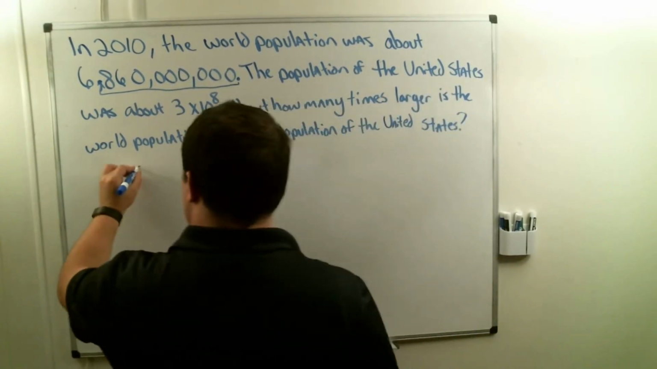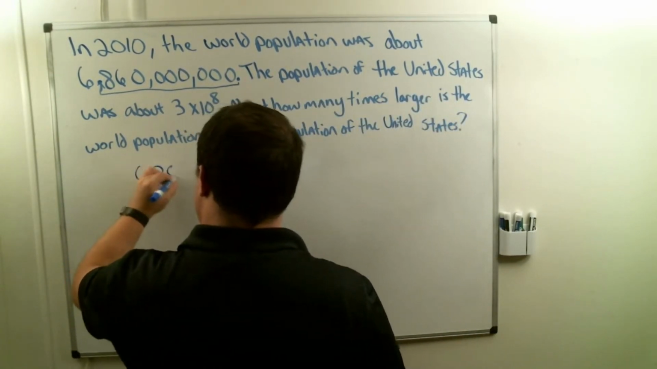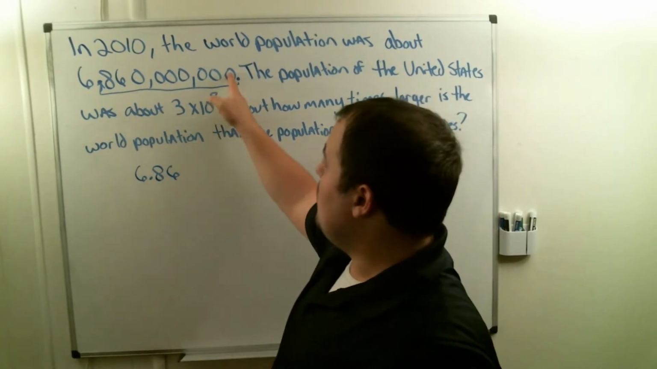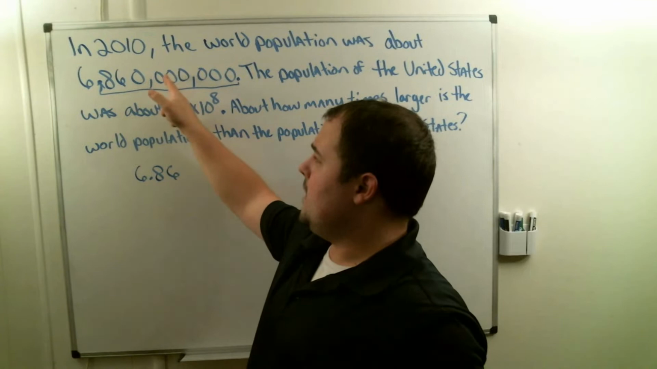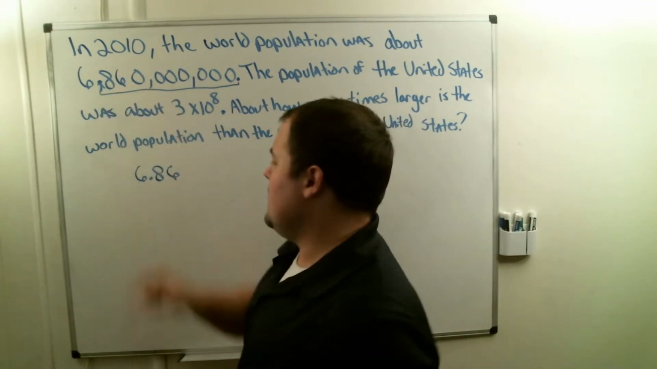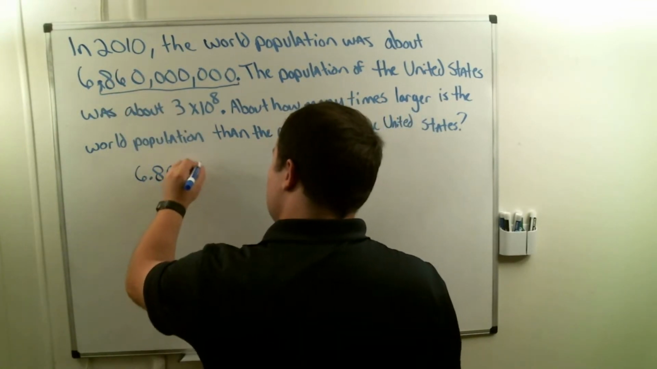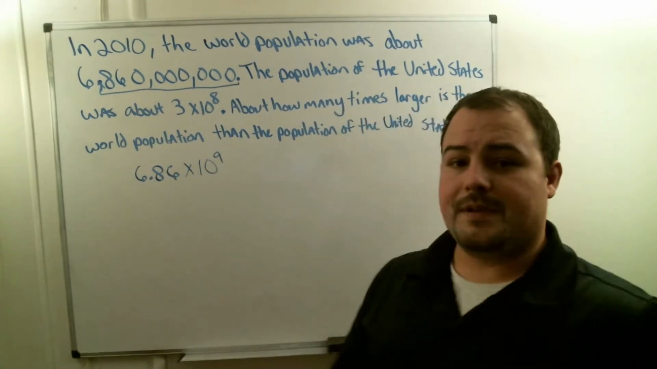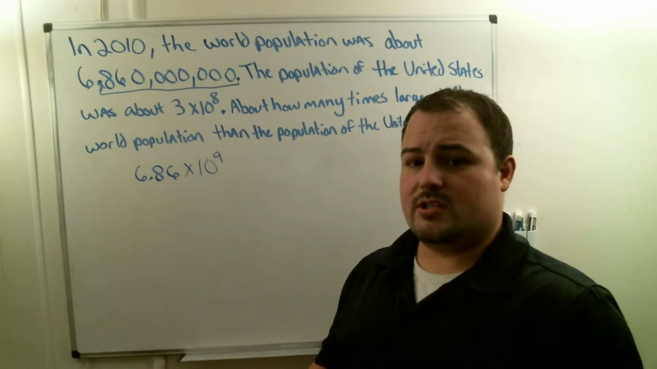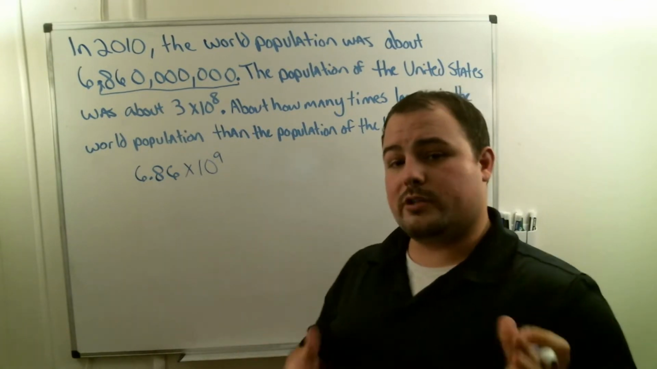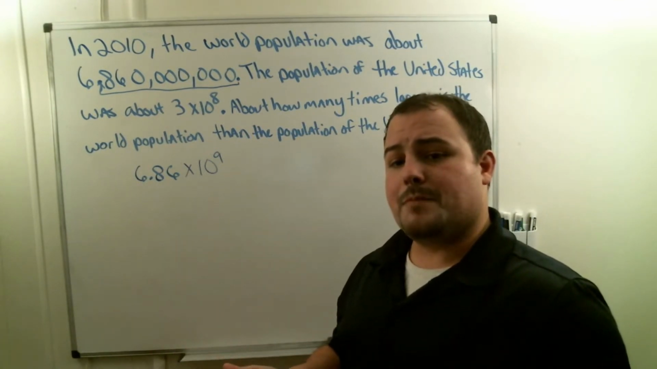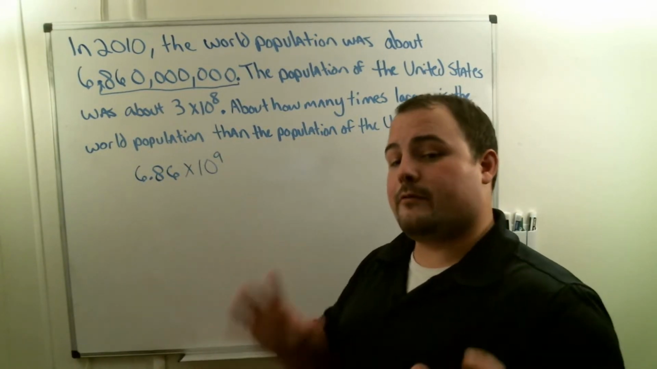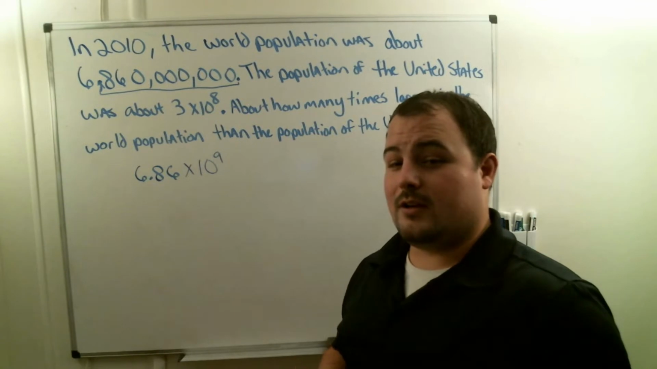So I'm going to start with 6.86. I'm going to count how many times I moved the decimal. 1, 2, 3, 4, 5, 6, 7, 8, 9. So this is 6.86 times 10 to the 9th power. That's how big the world population is. Well, the United States population was 3 times 10 to the 8th power. Now, we can figure out what that number is if we want to expand it out and write it in standard form, but for right now, for this purpose, we're just going to leave it alone.